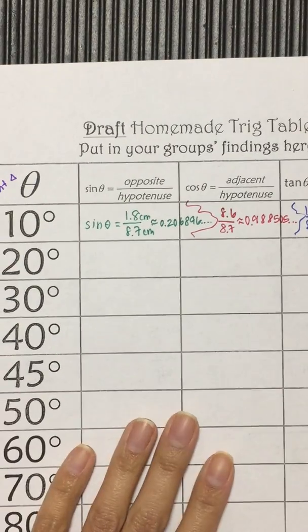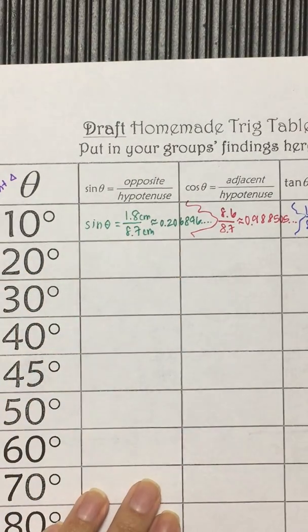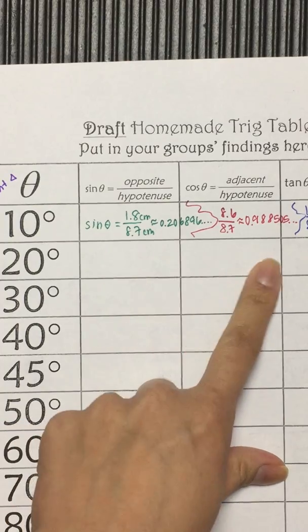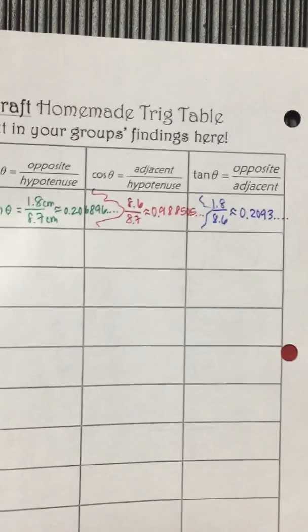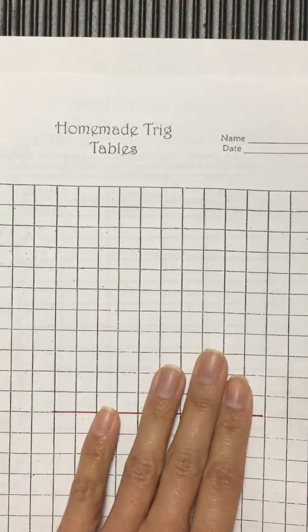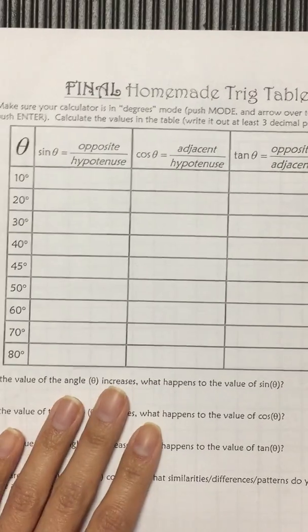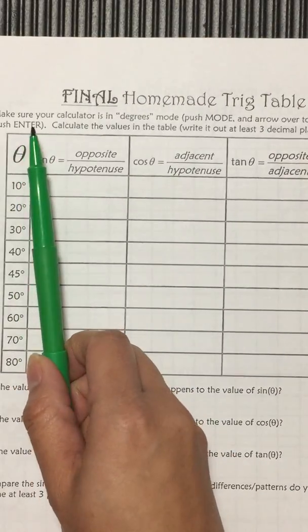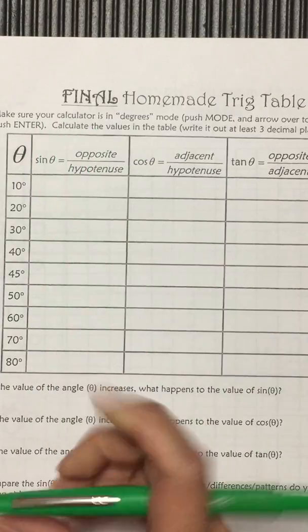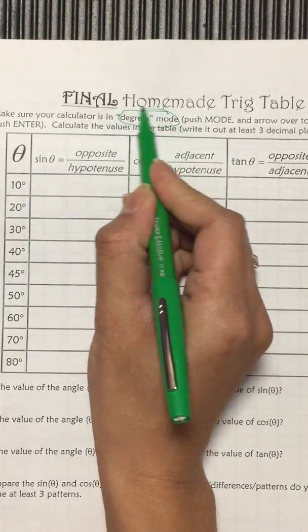So hopefully you've actually filled out several parts of this draft homemade trig table, where perhaps other groups are doing the different triangles. What we're going to talk about is if you go to the back side of the grid paper, there's a final homemade trig table here. On the top, this is actually super important. It says make sure your calculator is in degrees mode.